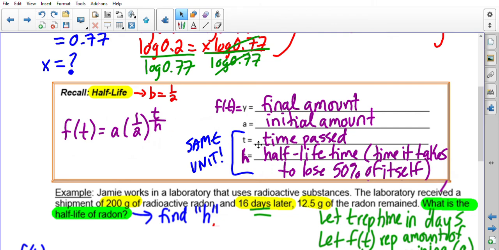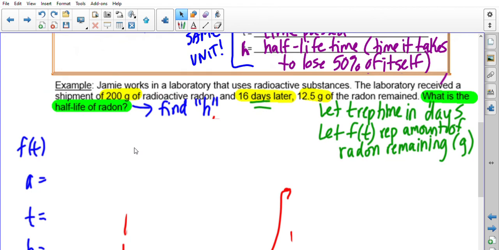So what's different? t is the time that's passed, just like x was in the previous equation. And then h is the half-life time. So that's the time it takes to lose 50% of itself. That's going to be the little added part here, that you have to do time divided by h. Keep in mind that t and h must be the same unit. So if the half-life was in days, then time has to be in days. If time was in seconds, then half-life has to be in seconds.